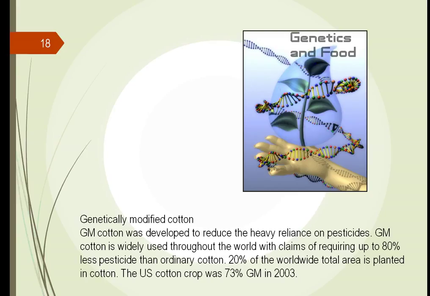We have changed cotton. Just like in the last unit, you saw how we changed corn. Cotton has been changed. Because of the boll weevil, we've had to use a large amount of pesticides. However, again, by changing the DNA structure, we can change the cotton, so all of a sudden it becomes cheaper to grow. Now we're not having to use thousands of dollars worth of pesticides. We can use 80% less pesticide than ordinary cotton. The U.S. cotton crop in 2003 was 73% genetically modified.